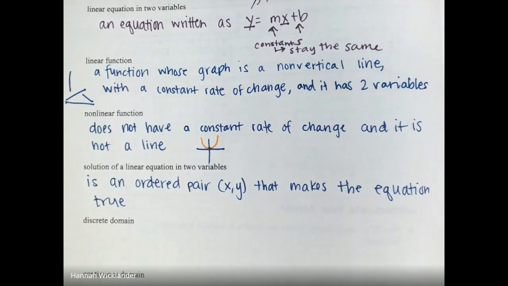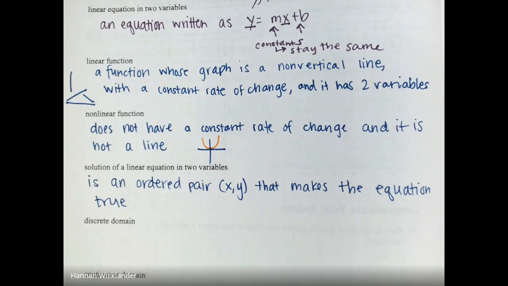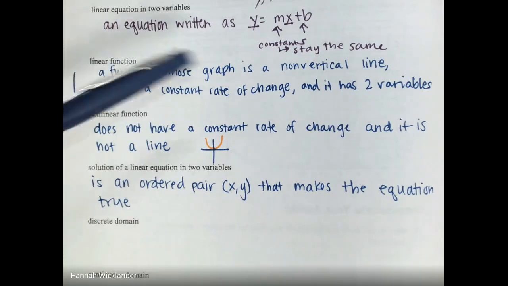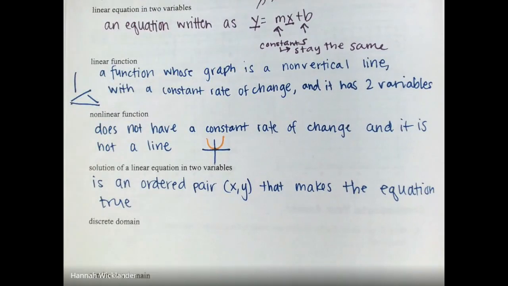Like 1 comma 1 could be the ordered pair, or 3 comma 1, 2 comma 1. But the solution just means that if you plug it into the equation, both sides will equal each other. I don't have an example off the top of my head, but we'll talk about that more.